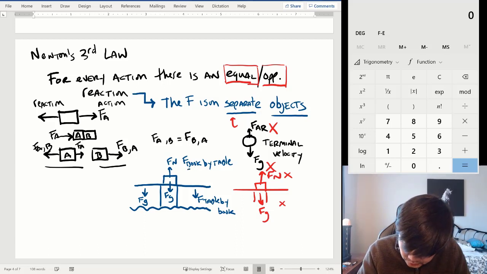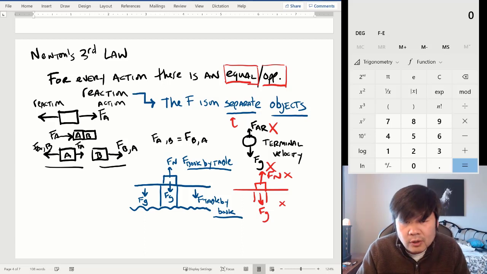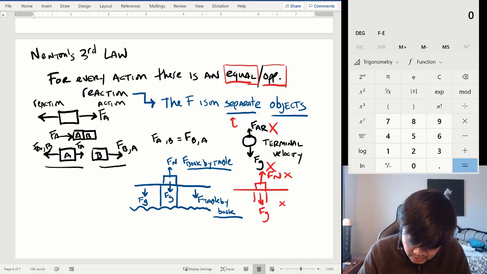So this force right here and this force right here are Newton's third law forces. Force normal and force gravity right here are not. Force on book by table and force on table by book are equal and opposite. And guess what? They're on two different objects. One's on the book, one's on the table.